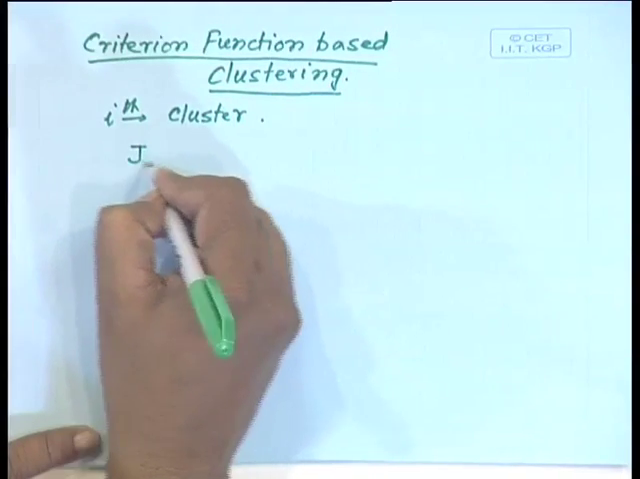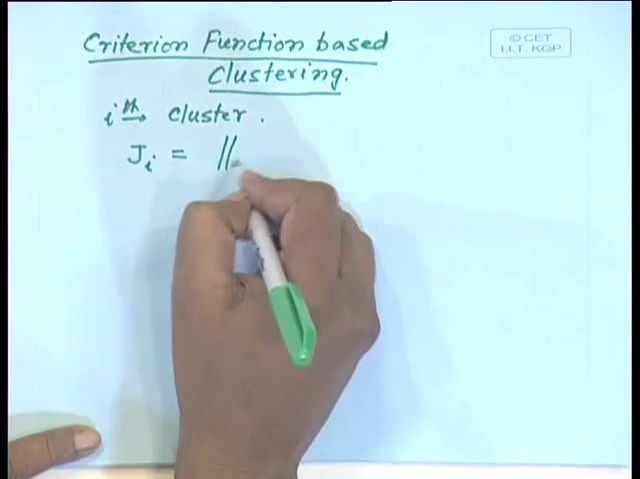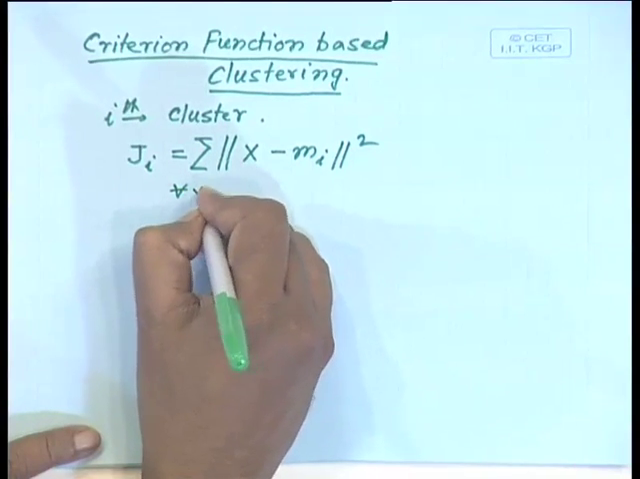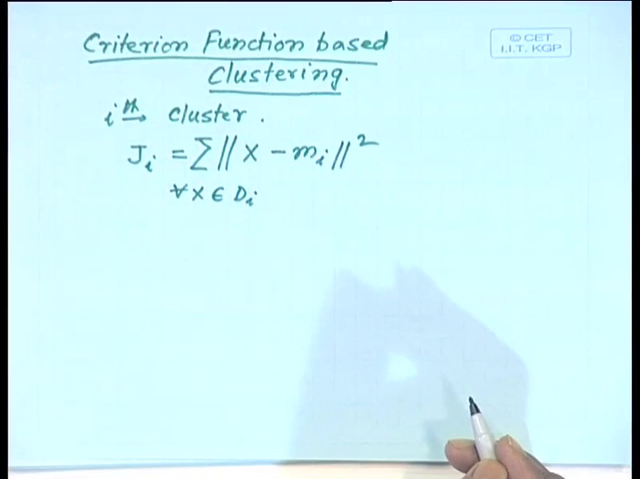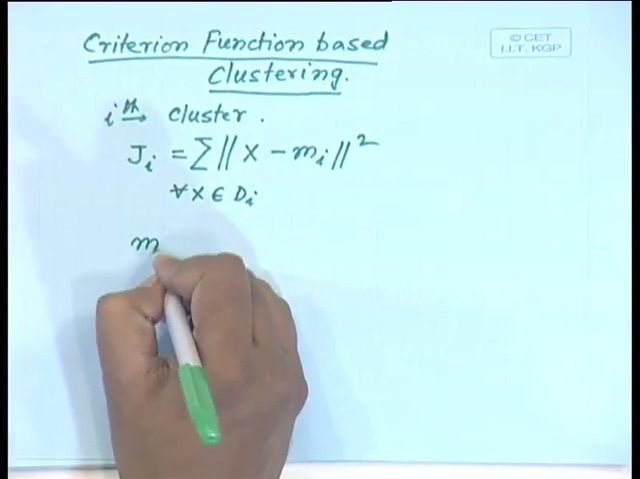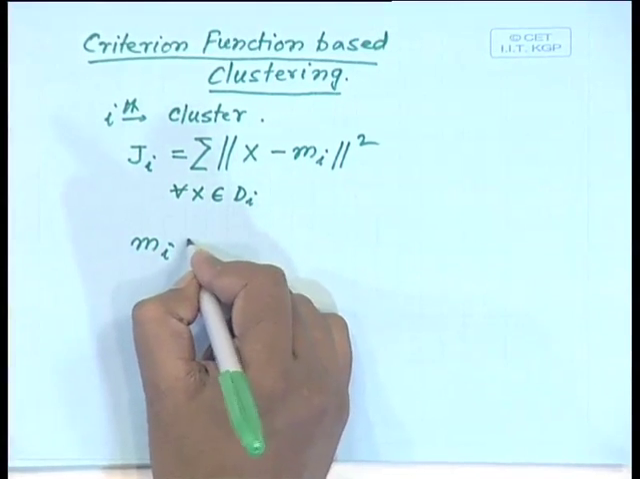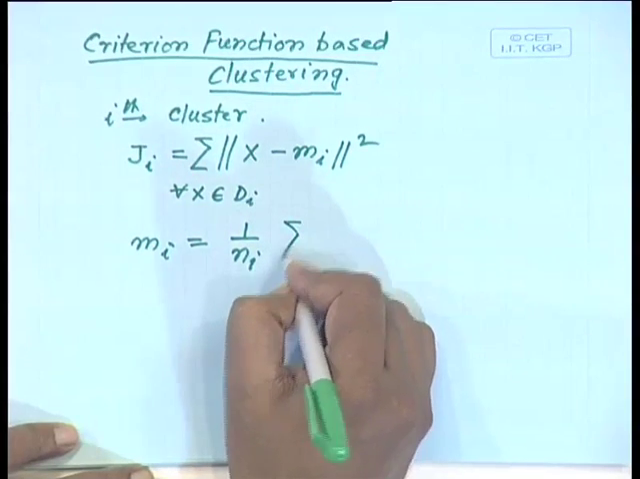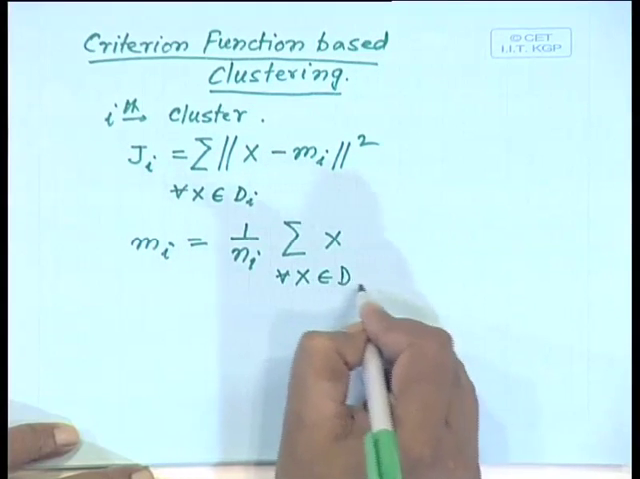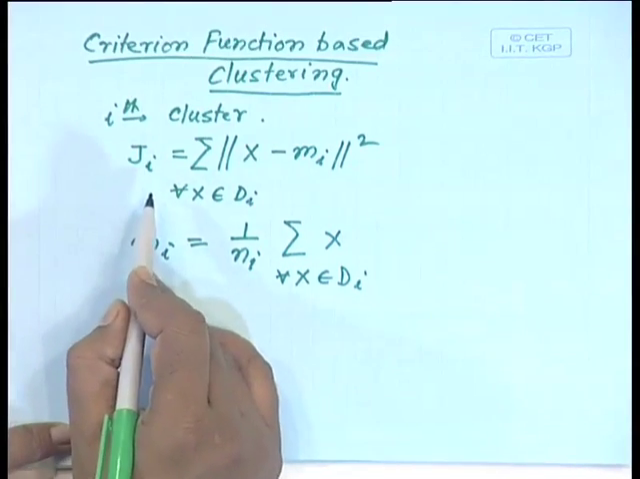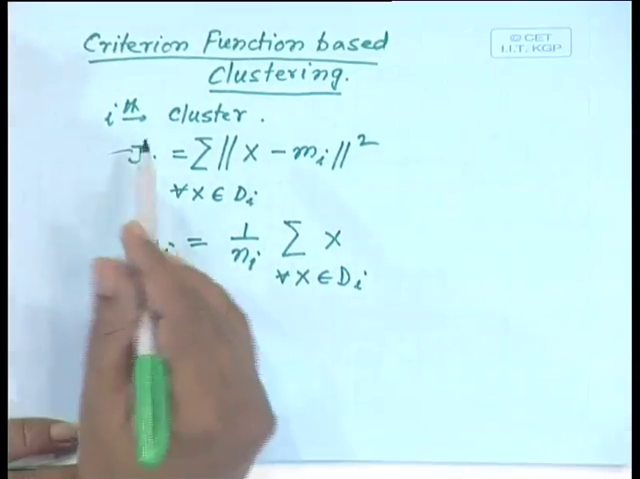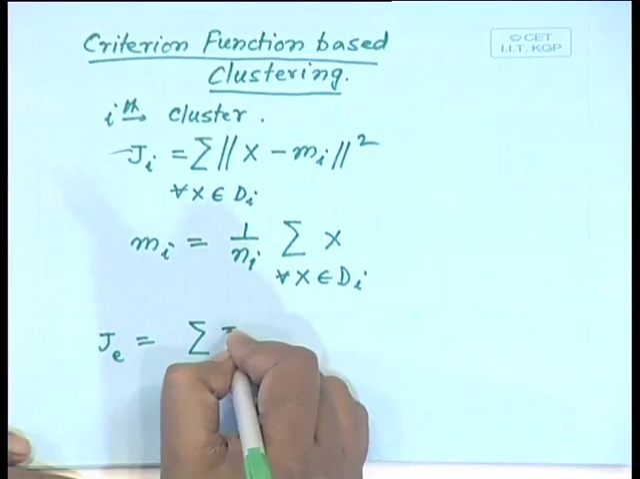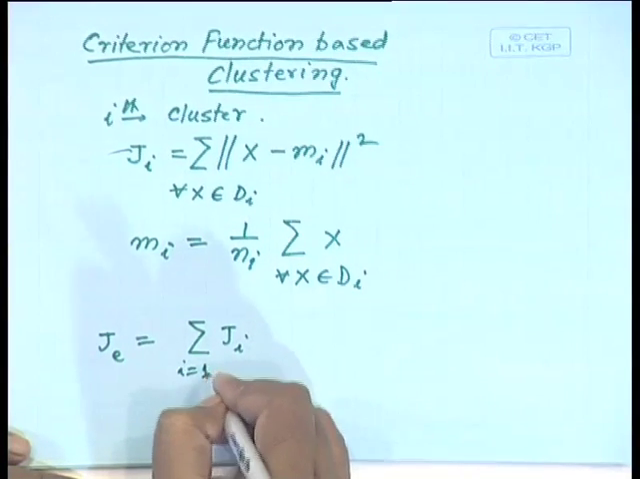the error in the ith cluster, J_i, will be computed as the sum of the squared norm of x minus m_i, for all x which belongs to partition D_i. Okay. Where m_i is nothing but the mean of these feature vectors which are put into cluster D_i. So, m_i is simply 1 upon n_i, where n_i is the number of feature vectors put into set D_i, times the summation of x for all x belonging to D_i. Okay. So, I compute this for every cluster i, where i varies from 1 to k, as I am considering k number of clusters. And the total error is given by J_e equal to the sum of J_i, where i varies from 1 to k.